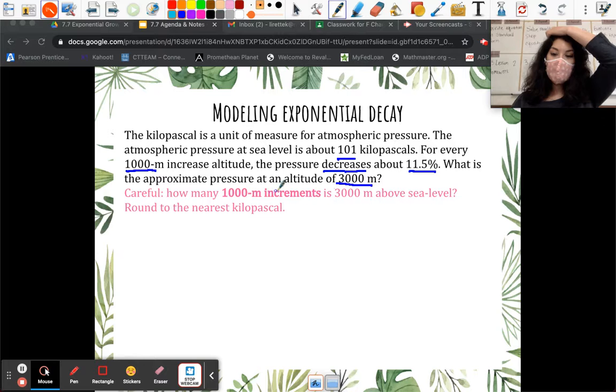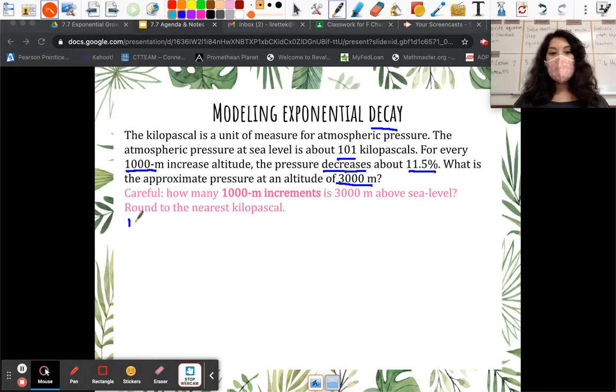Okay, so be very careful with this one. It's saying increase and then it's also saying decrease. You have to think about what it's asking you to solve for. It's asking us to solve for the approximate pressure. Well, when I read the problem, how does pressure change? Does pressure increase or is it telling me the pressure is going to decrease? Well, it's telling me the pressure is going to decrease as we keep increasing the altitude. So because the pressure is decreasing, I know that this has to be decay.